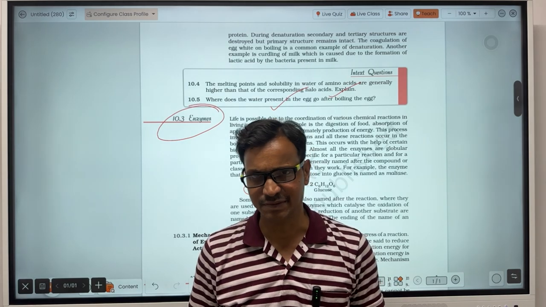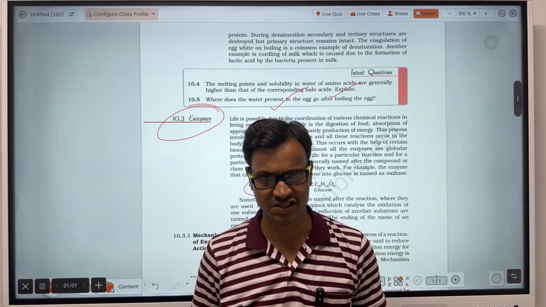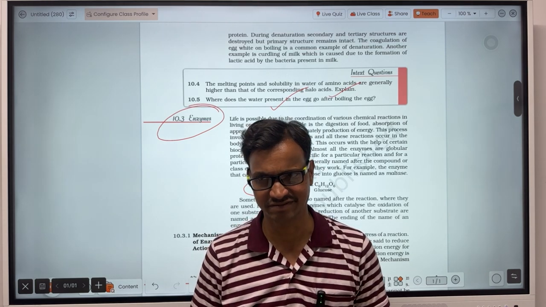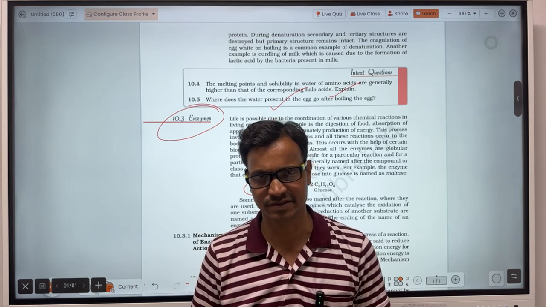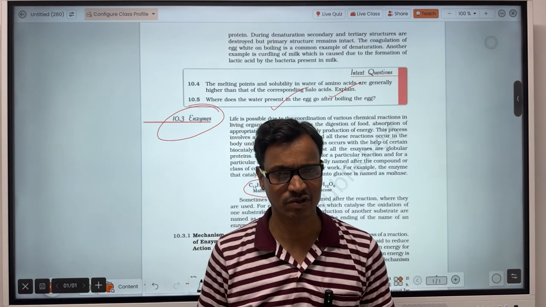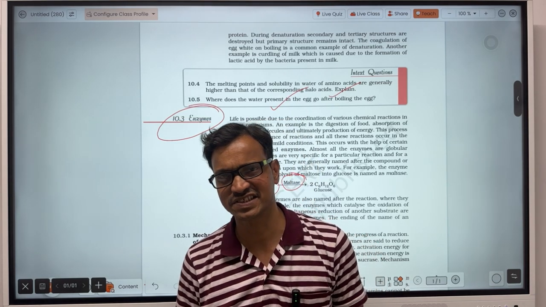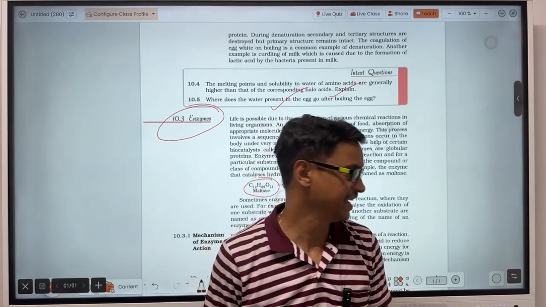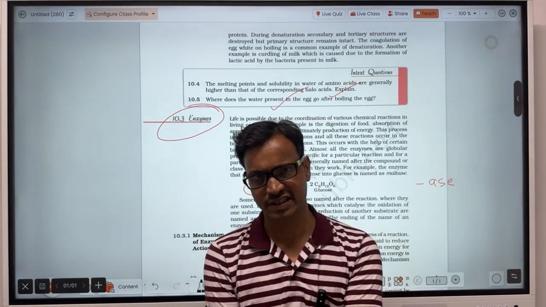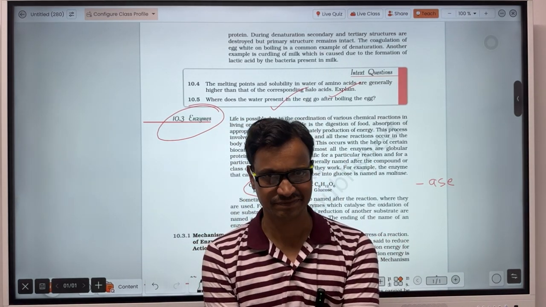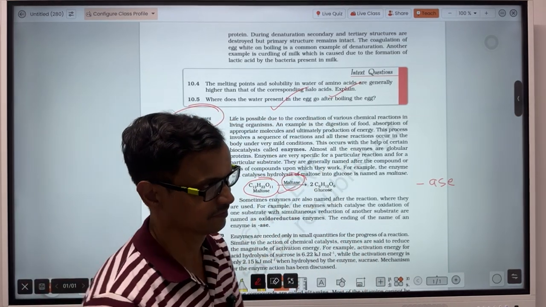One point here: how do we write the names of enzymes? The names of enzymes are based on two points. One is the substrate on which the enzyme acts. During reactions, the reactant is called the substrate. So enzymes are named on the basis of the substrate on which they act, and the suffix "ase" is added to the name of that substrate. When it acts on maltose, it is called maltase.